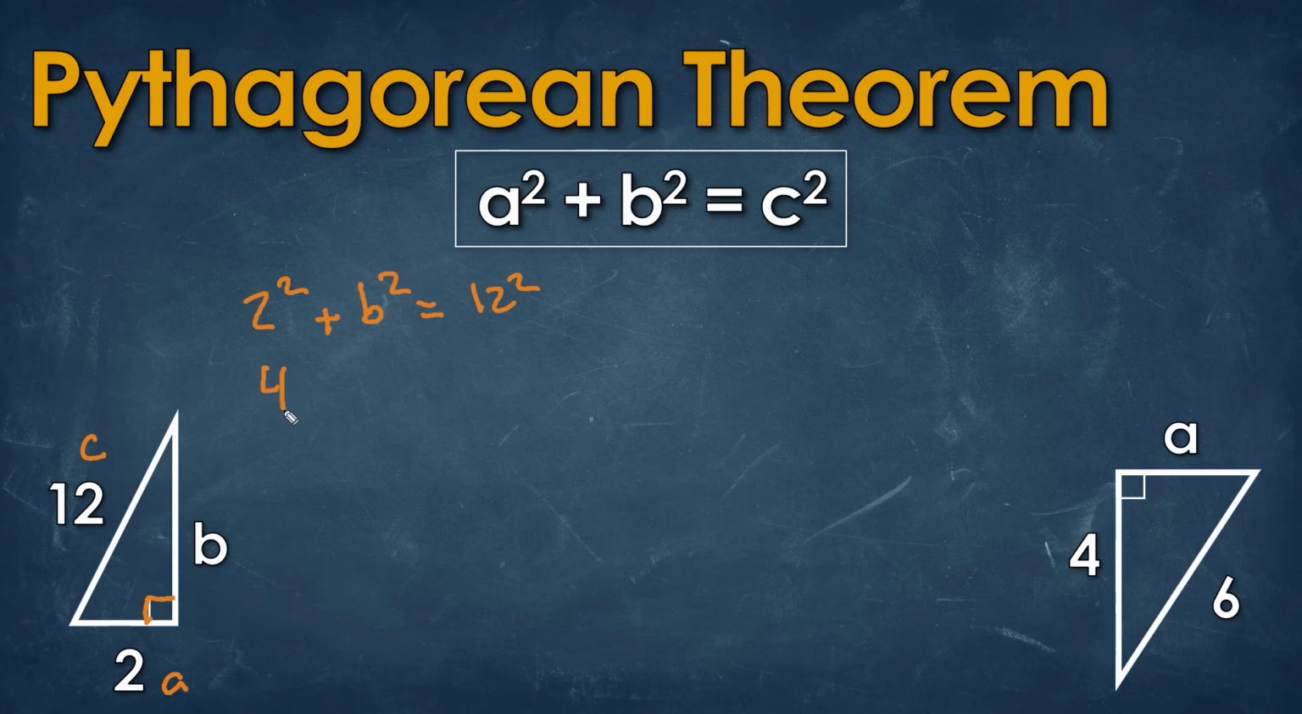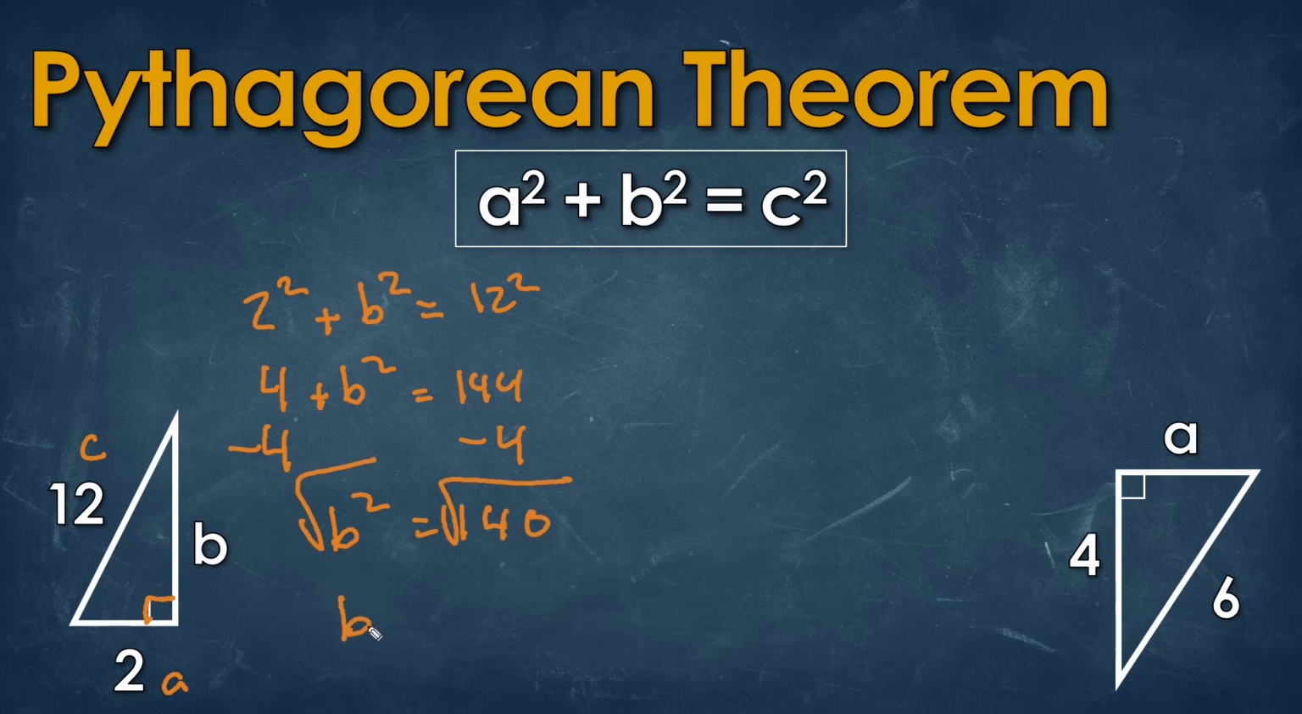So we'd have 4 plus b squared is equal to 144. We subtract 4 on both sides, so we get that b squared is equal to 140. Now we can do square root on both sides, so our answer would come out to the square root of 140.